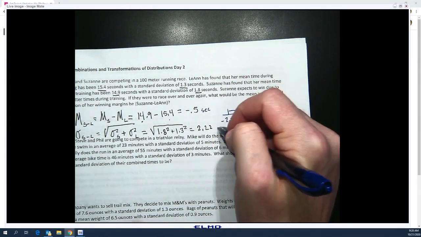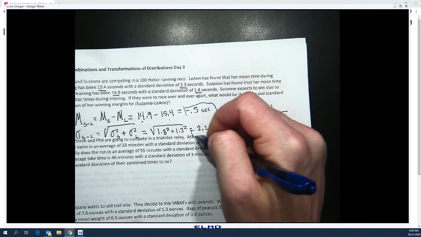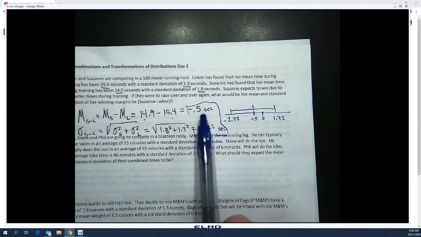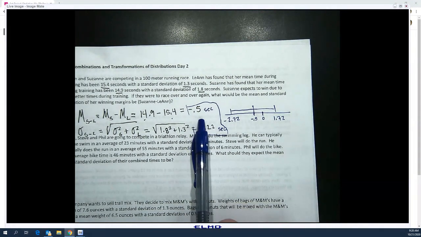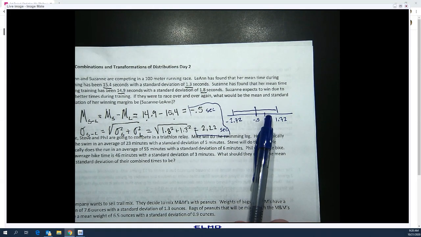So she is probably going to win. And if you were making bets on these races each day, it probably would be a good idea to bet on Suzanne. However, you need to be aware that sometimes she is going to lose, and that's not going to be surprising when she does.